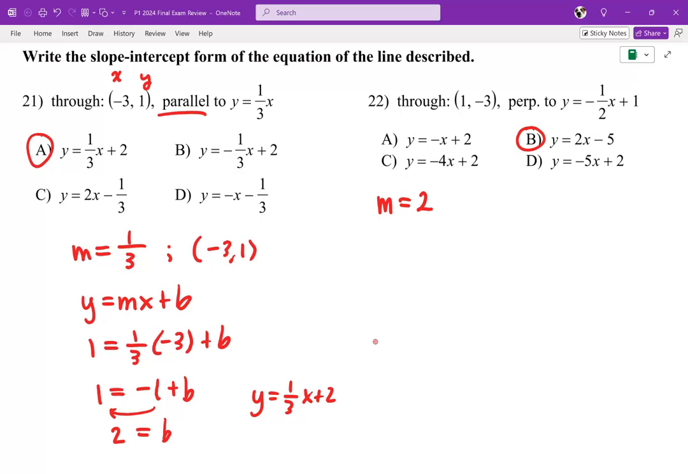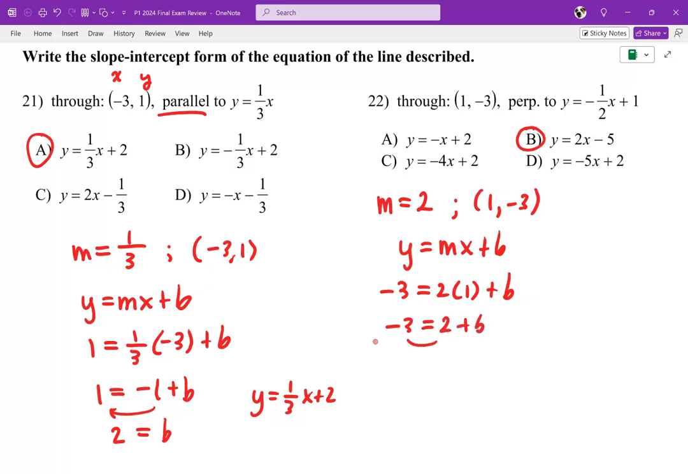Now, of course, I'm going to do it just in case you forget to check. Here's what it's going to look like. So I have that point (1, -3). So y equals mx plus b. That's negative 3 equals 2 times 1 plus b. So negative 3 is just 2 plus b. That gives me negative 5 for b. So y is equal to 2x minus 5.